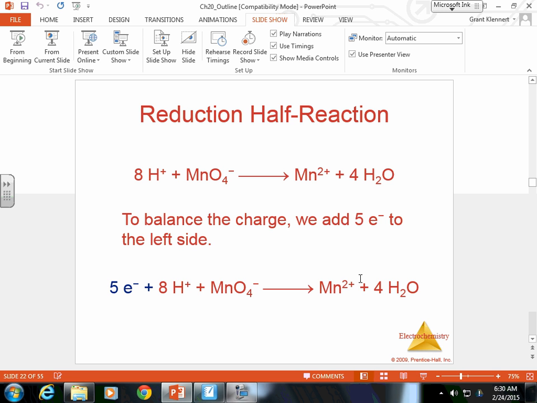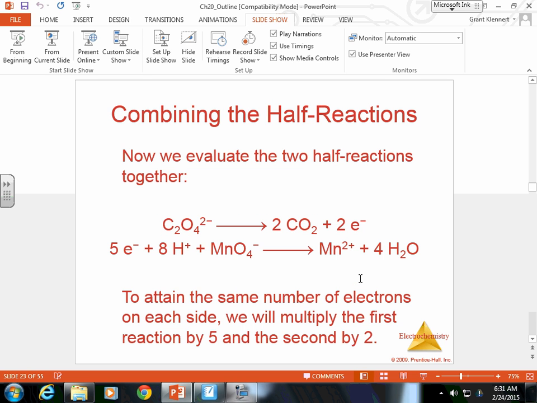So we've balanced our elements other than oxygen and hydrogen on both half reactions. We've balanced our charges, we've balanced our oxygens, we've balanced our hydrogens. Now what do we do? Well, now we have 2 reactions here. We're going to put together our 2 half reactions, and what is this going to look like?